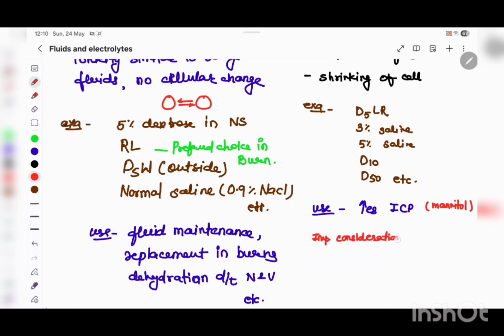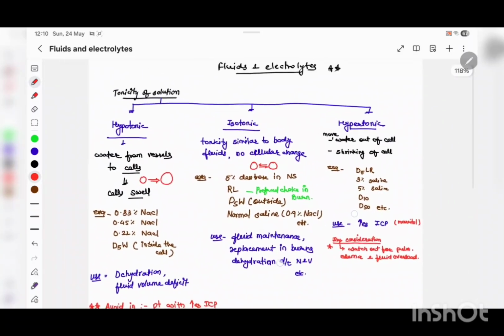The important consideration is that we should watch out for pulmonary edema, because if fluid overload occurs, there can be chances of pulmonary edema. So whenever a patient is on hypertonic solution, we should watch out for pulmonary edema and fluid overload. And fluid overload can also cause congestive heart failure.